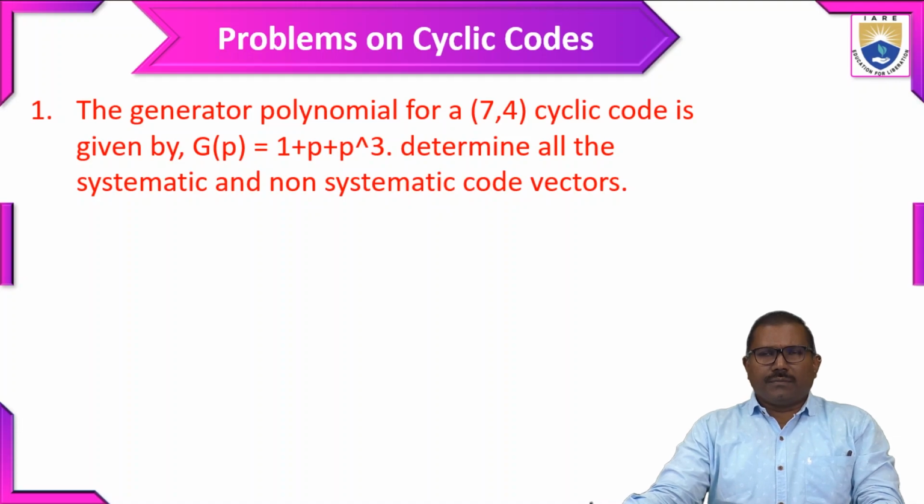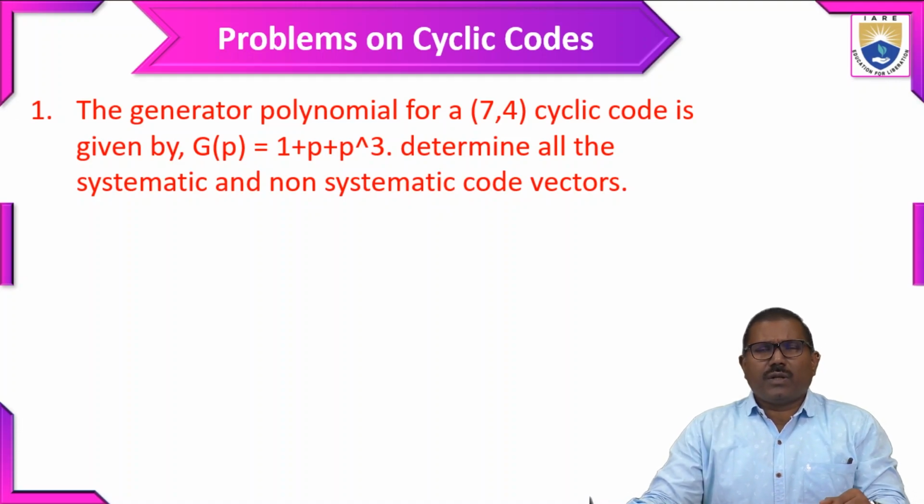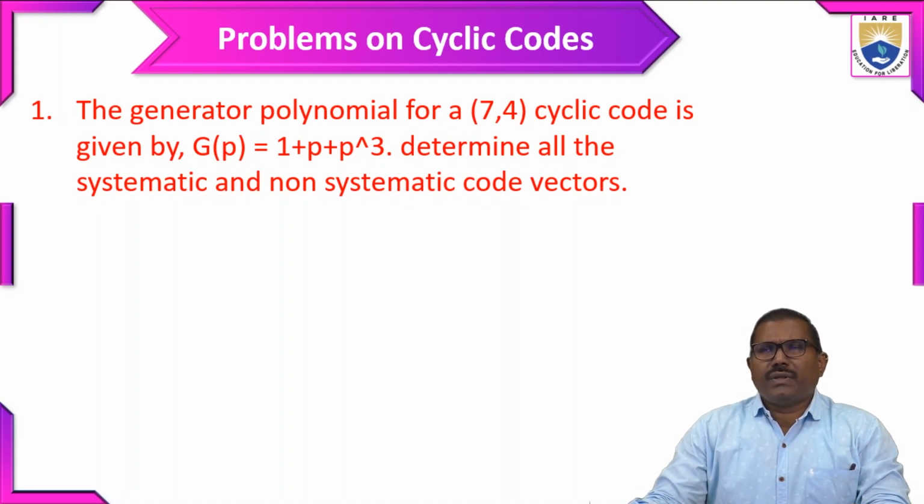So coming to the problem. The first problem: the generator polynomial for a (7,4) cyclic code is given by g(p) equal to 1 plus p plus p cube. Determine all the systematic and non-systematic code vectors.